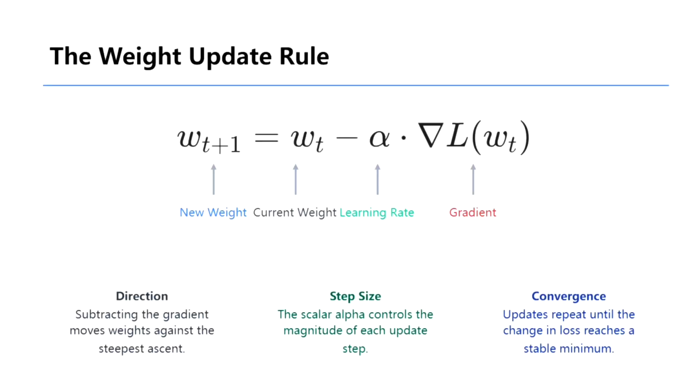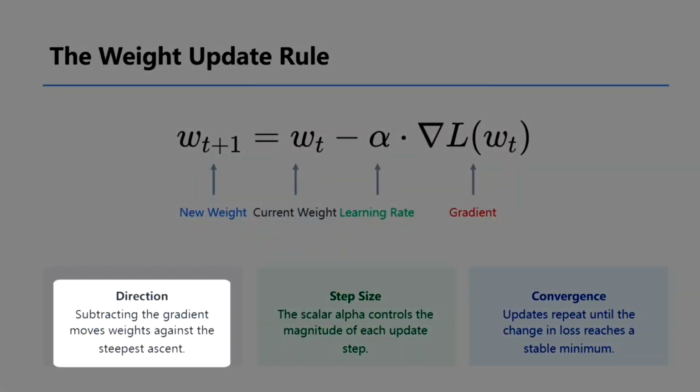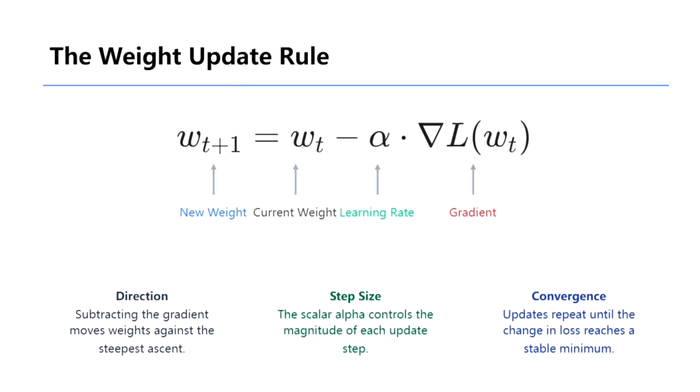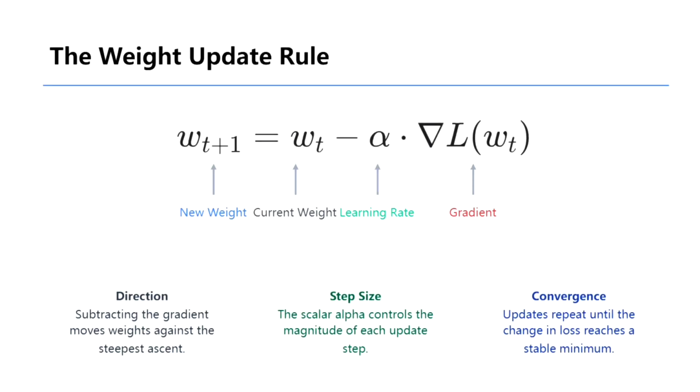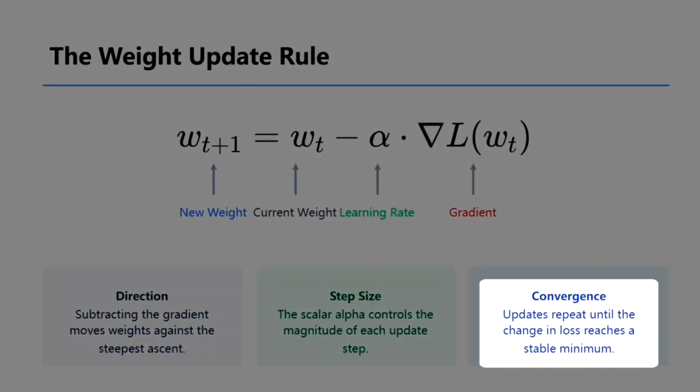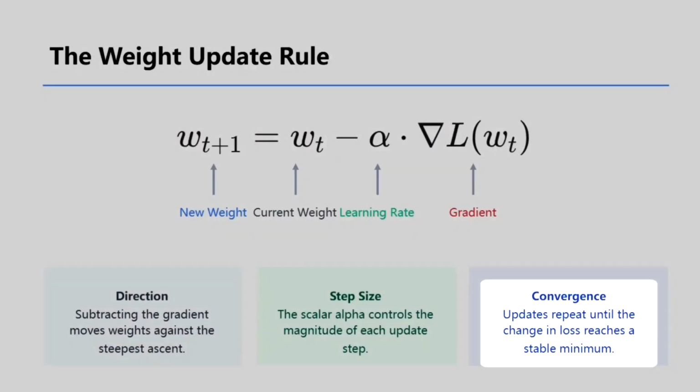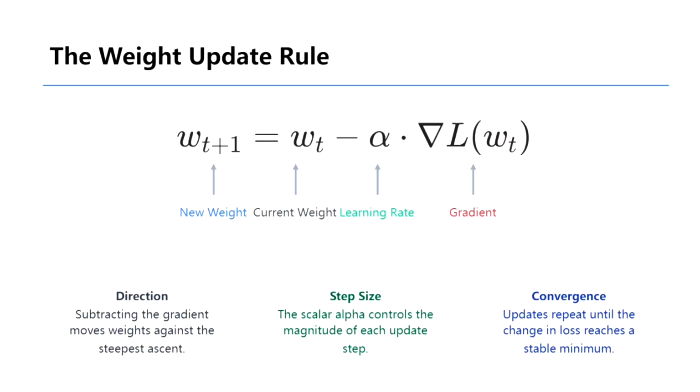But why the subtraction? As we've noted, the gradient points toward the steepest uphill direction. To go downhill, we must subtract the gradient, effectively moving in the opposite direction. We then scale this movement by alpha, the learning rate. This hyperparameter acts as our step size, ensuring we don't jump too far and overshoot the valley floor. This update repeats hundreds or thousands of times. We stop once we reach convergence, the point where the weights stop changing significantly because we've found the bottom.